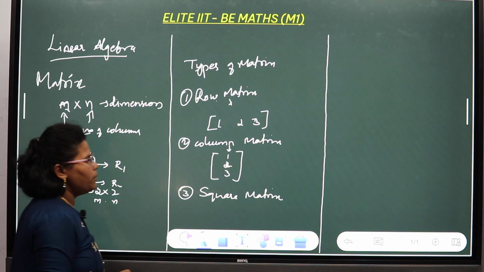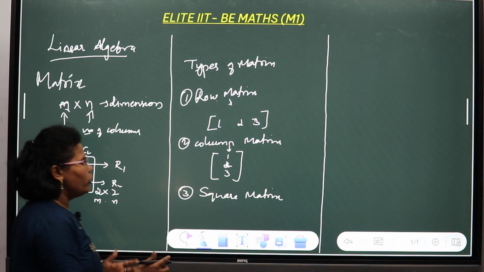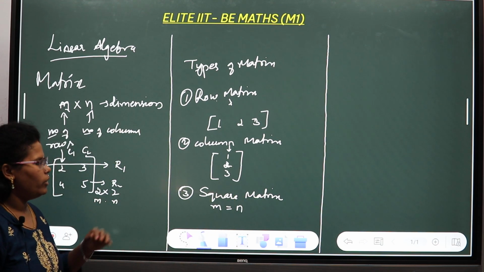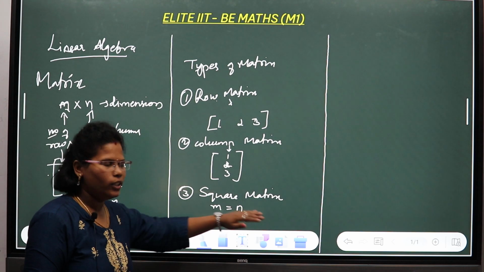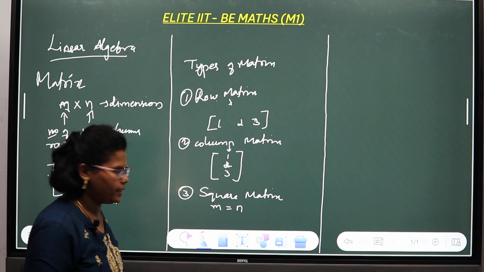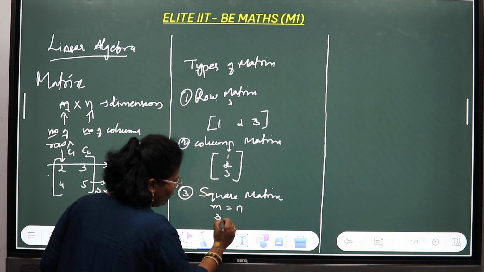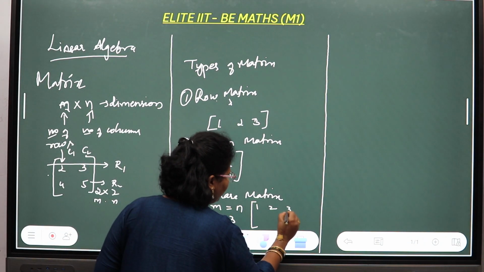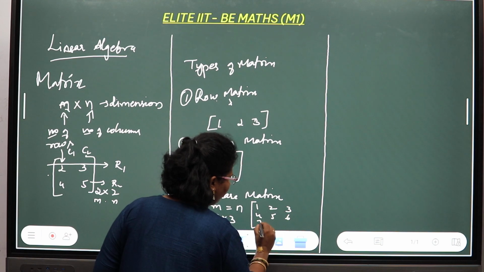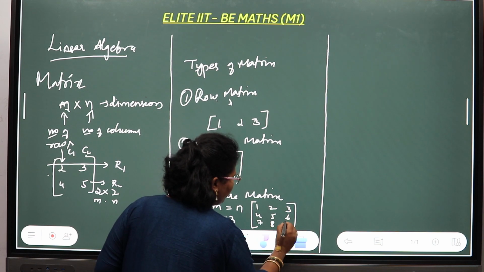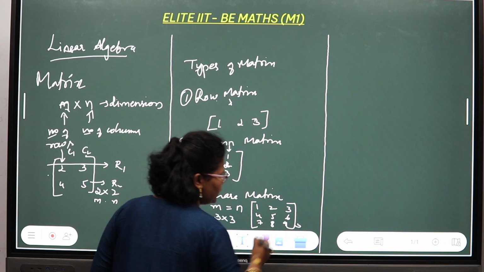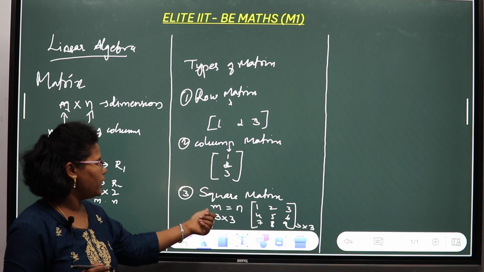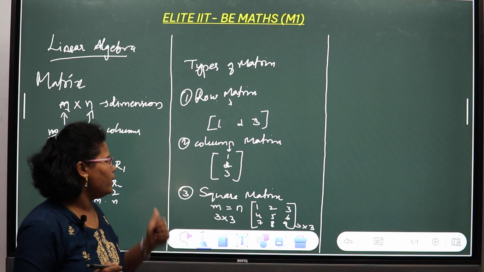And then the third one we have is square matrix. When I say square matrix, the number of rows and number of columns should be equal. Whenever your number of rows and number of columns are equal, then we can say it's a square matrix. So I can give an example of 3 cross 3. That means I will write the matrix 1, 2, 3, 4, 5, 6, 7, 8, 9. You can see here the number of rows is 3, the number of columns is 3. Whenever you have the number of rows and columns equal, that's called your square matrix.